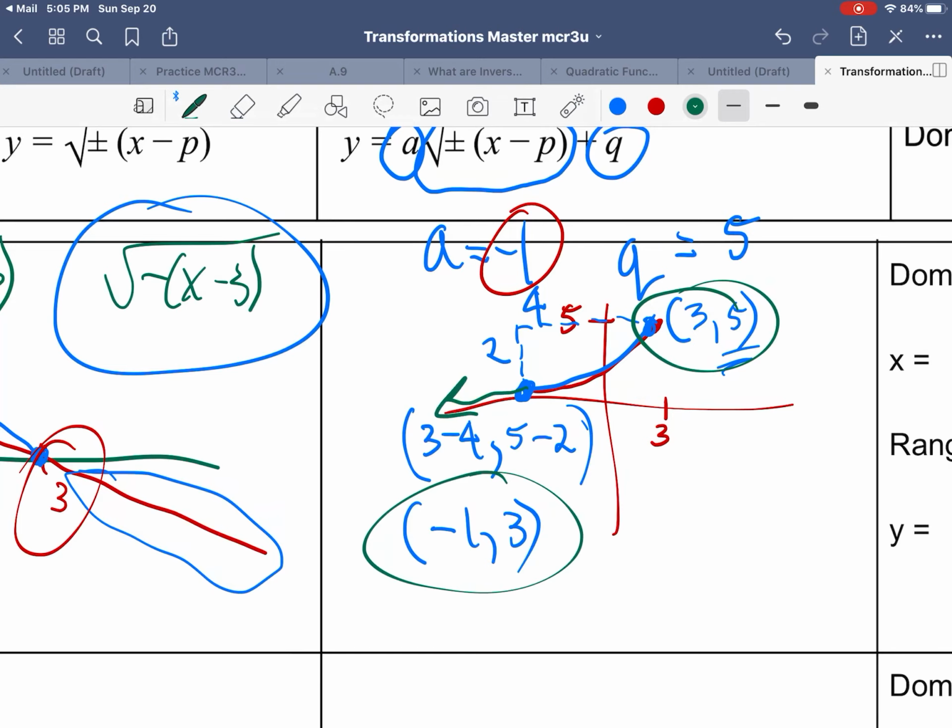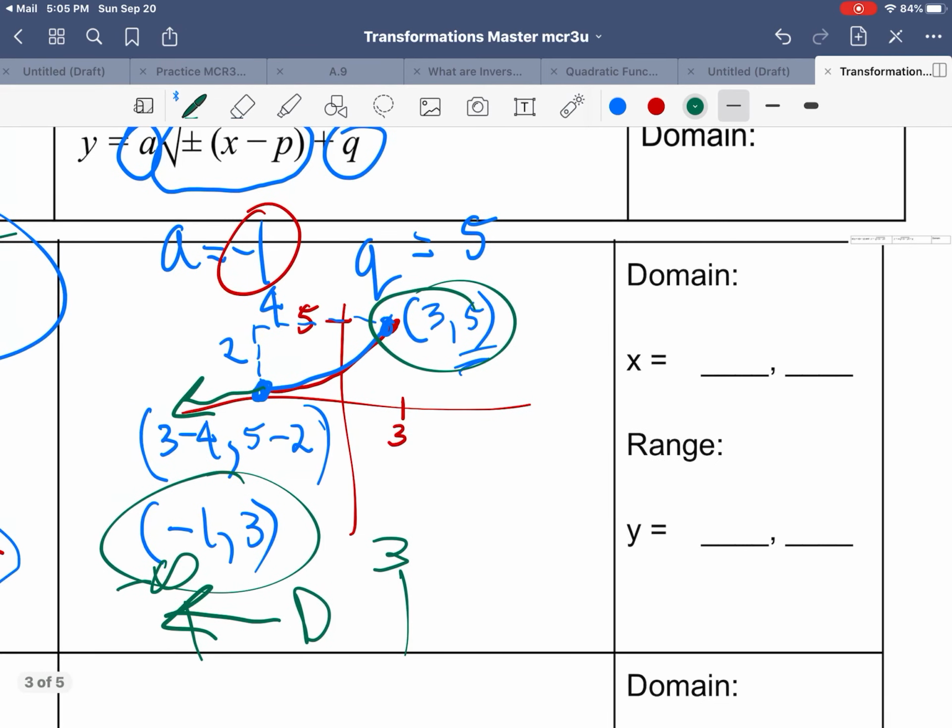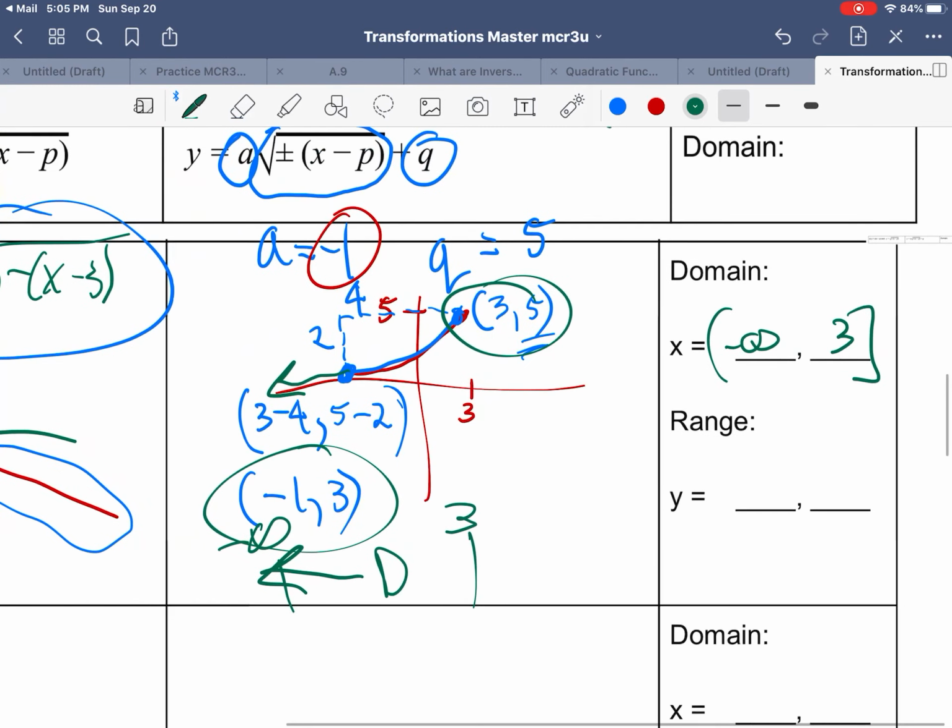And then the graph would keep going forever. All right, so what does the domain look like? The domain is this part of the graph, and it keeps going in this direction. So the domain seems to go from -infinity on the left to 3 on the right. Now, we can't touch -infinity, so round bracket, then a square bracket at 3 because we can touch it.